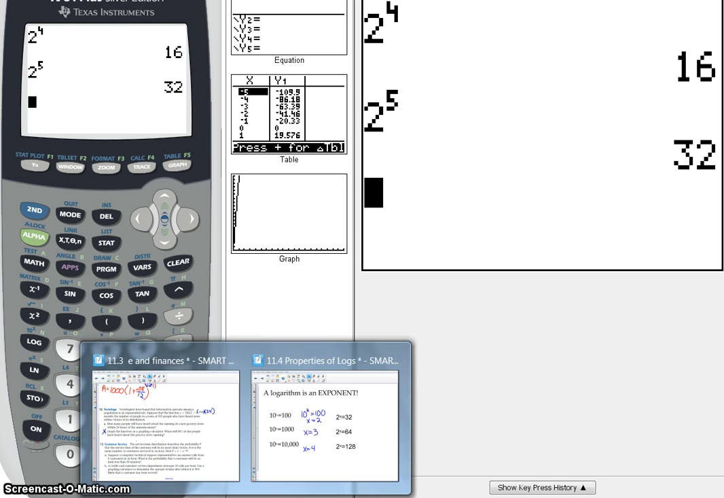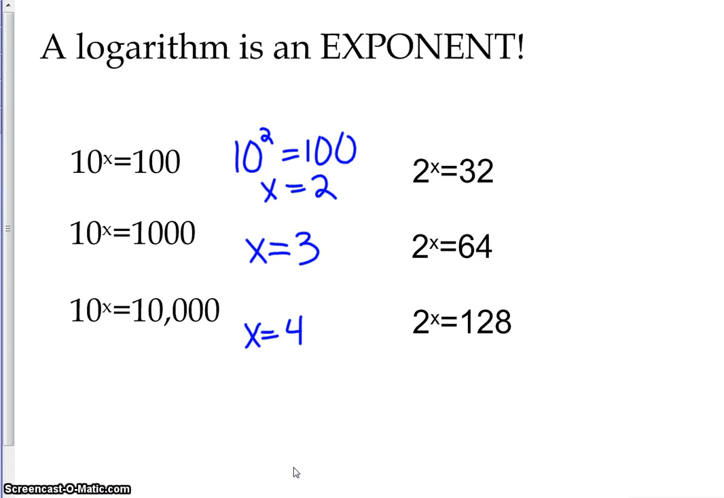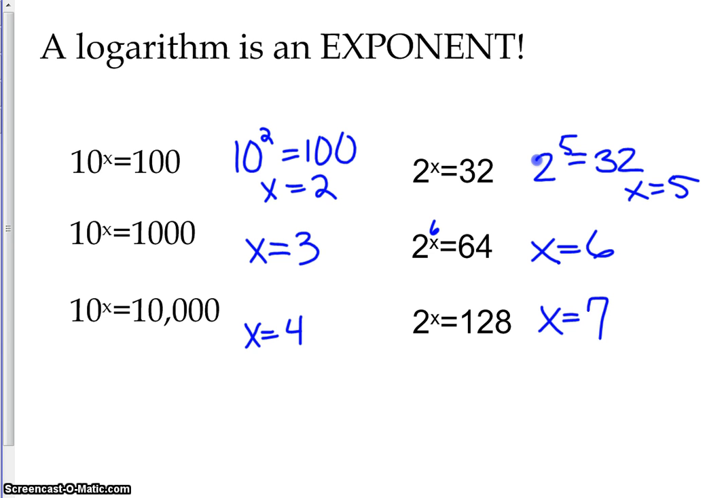And so you would work it through that way and say, okay, what I know is that 2 to the fifth, sorry, I said third, is 32. Therefore, in this equation, x is 5. Here, I know that 2 to the 6th is 64. Therefore, in this equation, x is 6. I know 2 to the 7th is 128, and therefore, in this equation, x equals 7. Well, that's kind of what we're getting to.